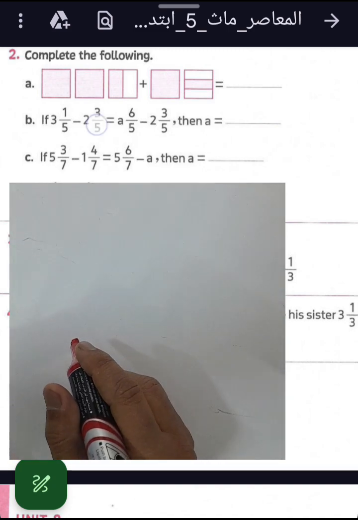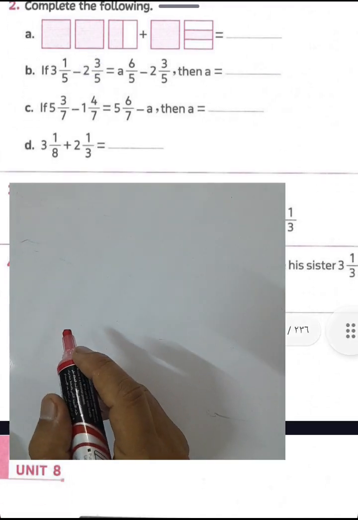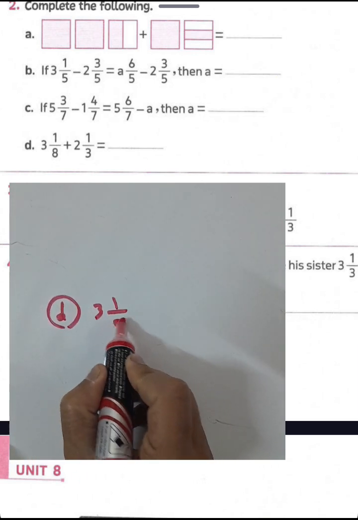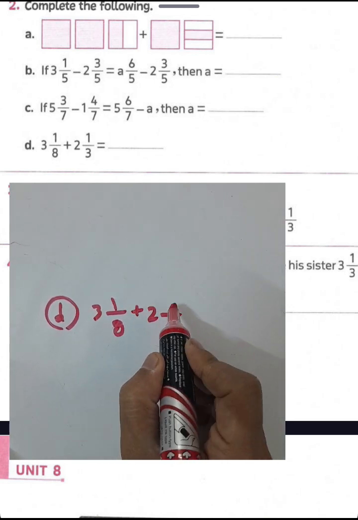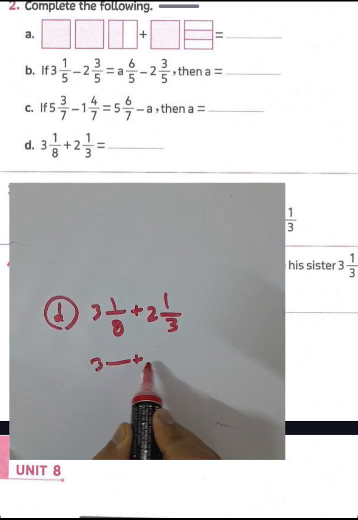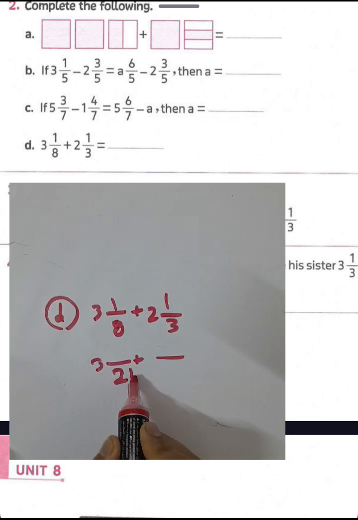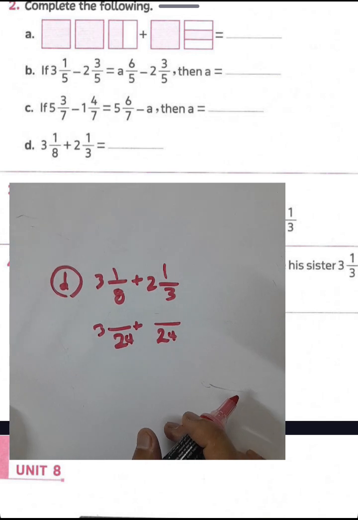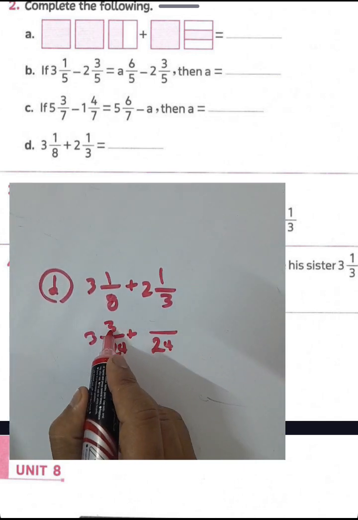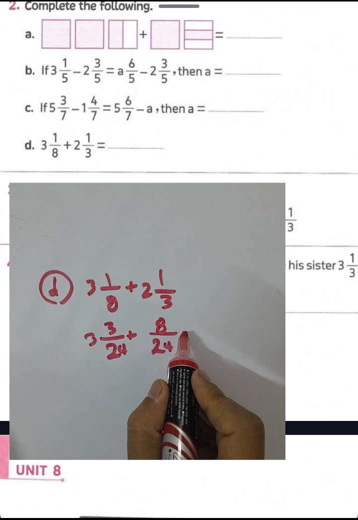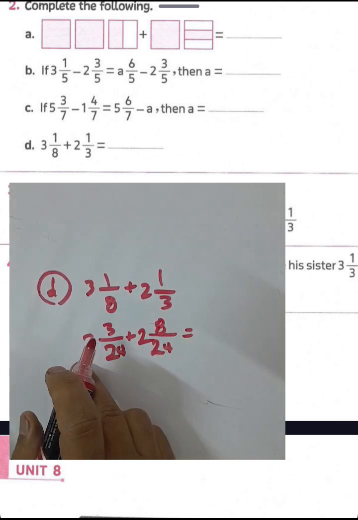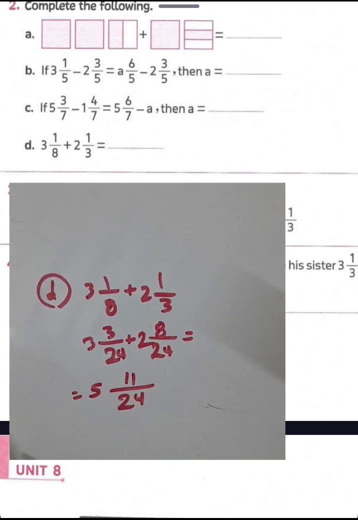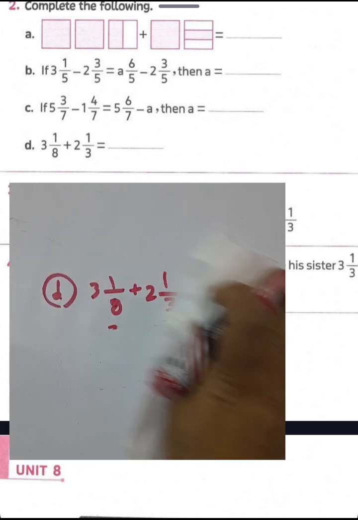Question letter D. 3 and 1 over 8 plus 2 and 1 over 3. Write the least common multiple between the two denominators. 3 times 8 equal 24 here, because 8 and 3 we call relatively prime numbers. And then 3 times 1 equal 3. 8 times 1 equal 8. We have 2 here, 8. 3 plus 2, it will be 5. And write 24. 8 plus 3 equal 11. The result will be 5 and 11 over 24.